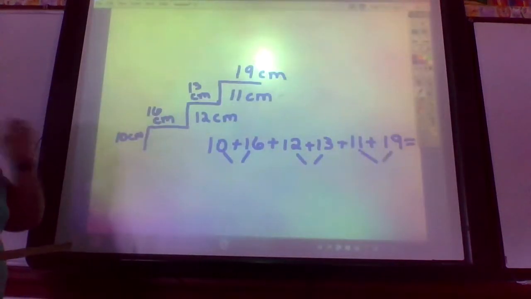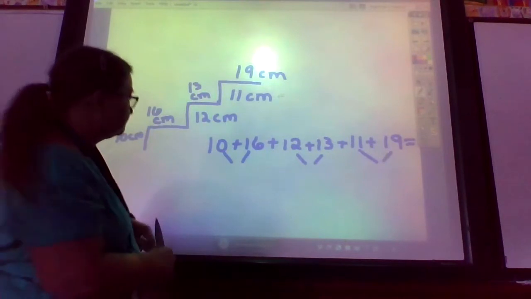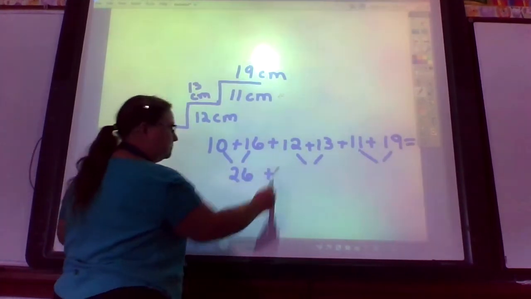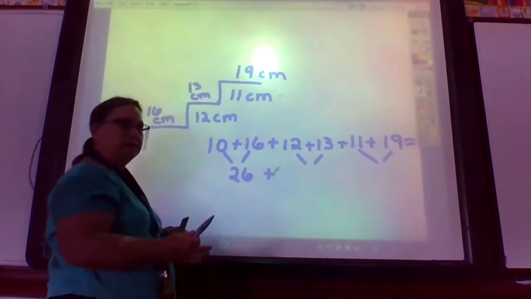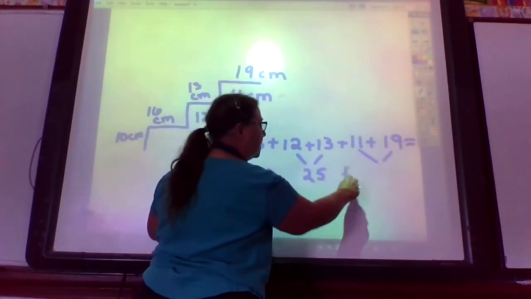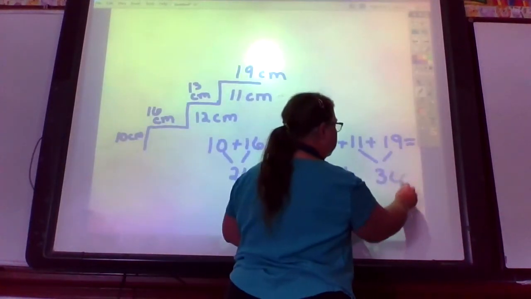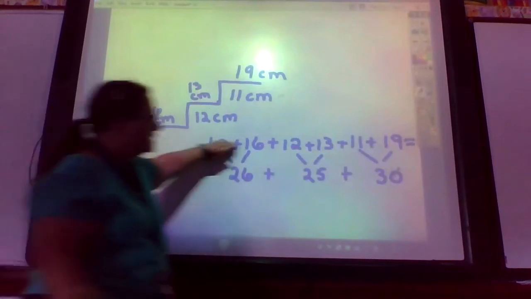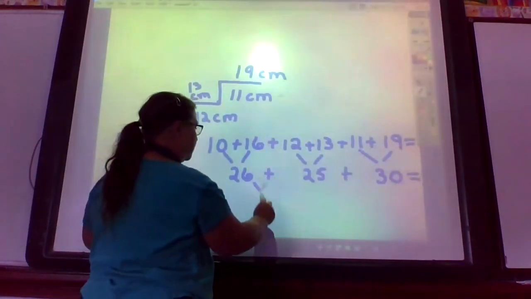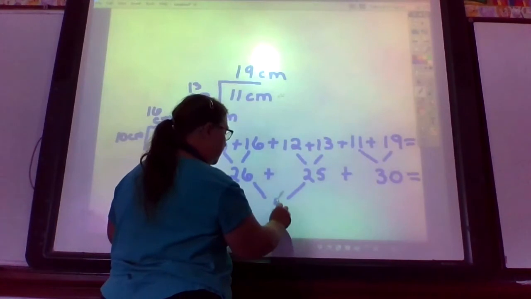Okay, so I'm going to bring it down. I have six numbers. 1, 2, 3, 4, 5, 6. And by adding two together at a time, I'm going to bring it down to three numbers. So 10 plus 16 would be that 26, plus 12 plus 13. I can do that if I need to make pencil marks, if I need to make quick draws, I could do that. This would be 25, plus 11 plus 19. That would be 30. Okay? So now I've got it down from six numbers down to three numbers. And I'm going to add these three numbers together. I'm going to add 26 and 25 first. 26 plus 25 would be 51. And I could make tally marks.